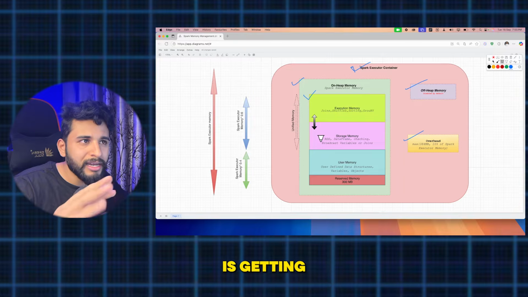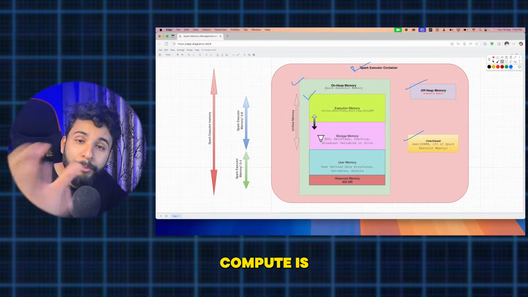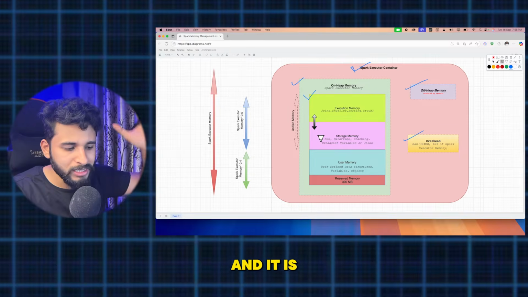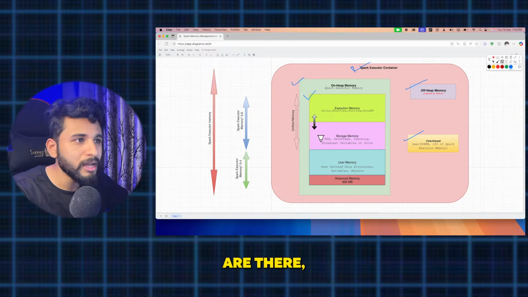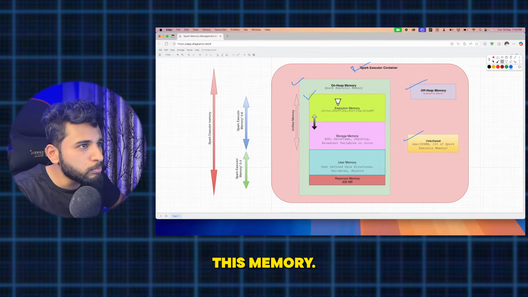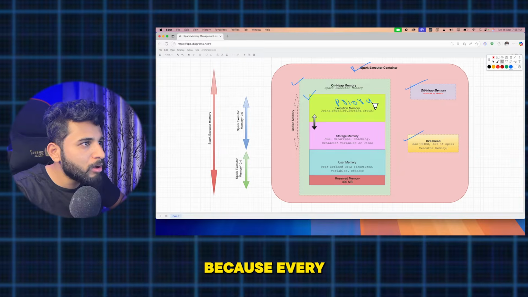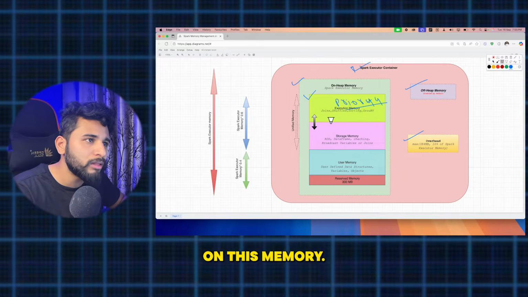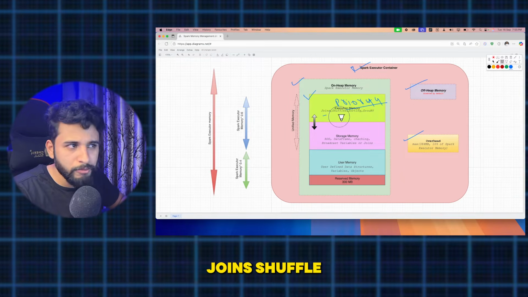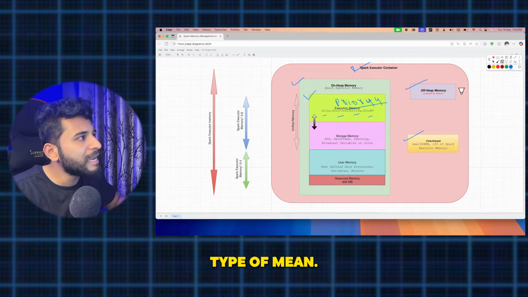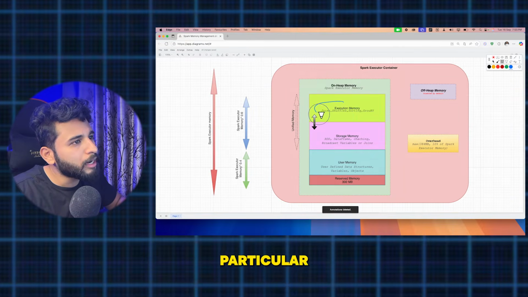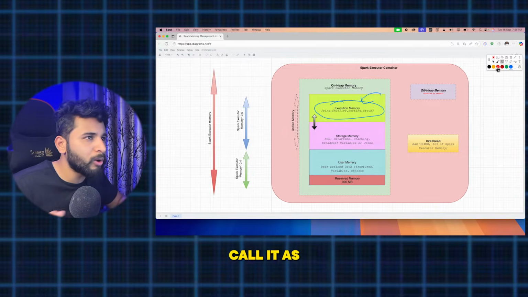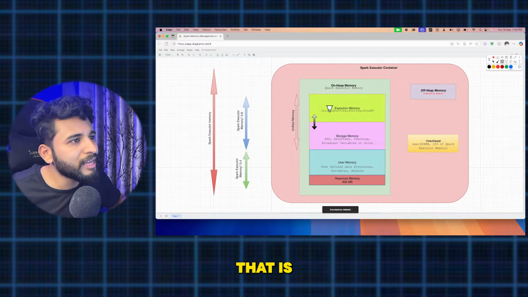Whenever a Spark job or Spark compute is getting defined, whenever a program is coming and hitting on that, the main priority will be this memory. This is the priority memory, because the major heavy lifting will be done on this memory. That is all sorts of joins, shuffles, sorting, group by, any type of main executions will be done on this particular memory. That is called execution memory, or executor memory, or the main memory also. In the on heap memory, that is the execution memory.